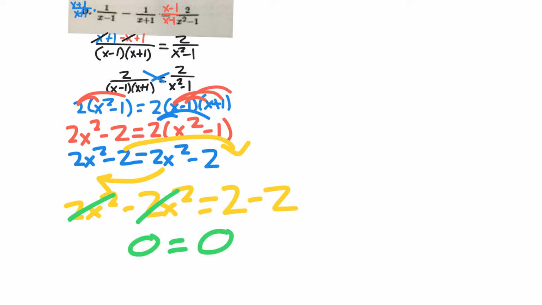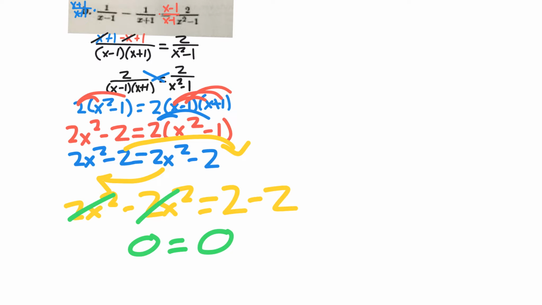Remember the last problem I saw 1 was equal to negative 3 was what I saw happening. But here I'm getting 0 equals 0, which is a true statement. So what's the answer when your variables go away and you get 0 equals 0? All real numbers should be the answer.